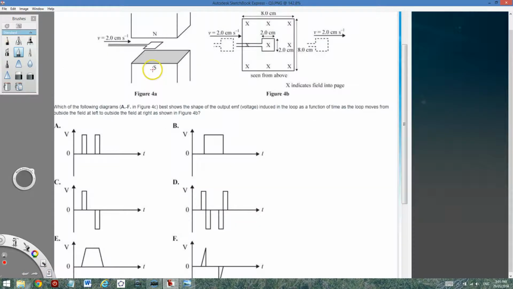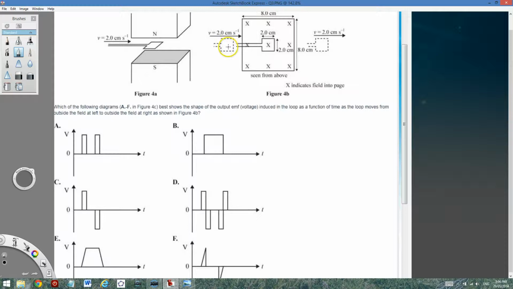Next question. In this case, we have a magnetic field like this, and someone is pushing this loop of wire from the left to the right. It's a multiple choice question, we need to find which one of the following is the voltage, the EMF, and time graph. But let me go through this process in detail.